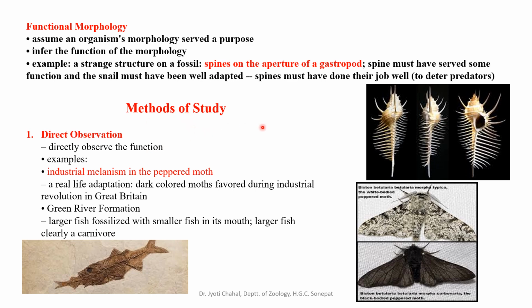By directly observing the function of any living organism. For example, there is a famous example of industrial melanism in the peppered moth. You can see here, this is the peppered moth, Biston betularia. That is a very famous case of industrial melanism in Britain. So this is a dark colored moth, and this upper one is a lighter moth.